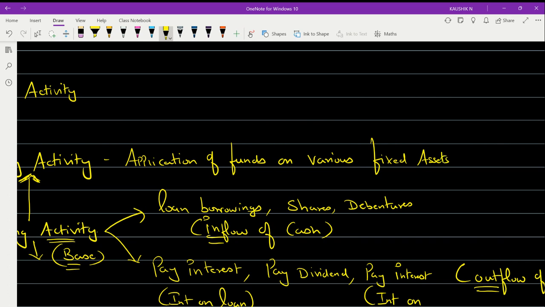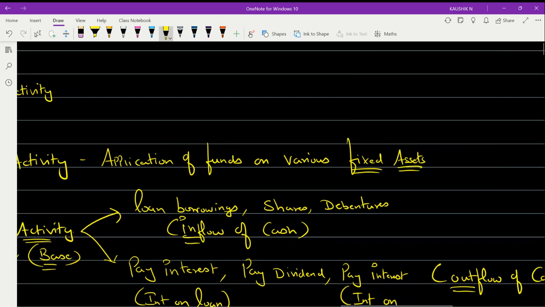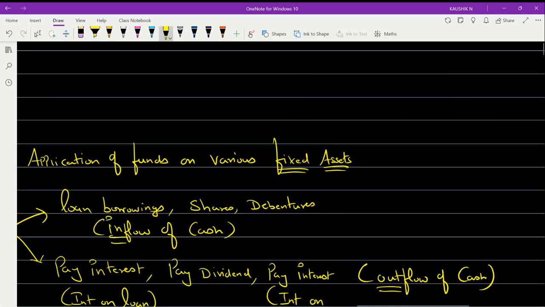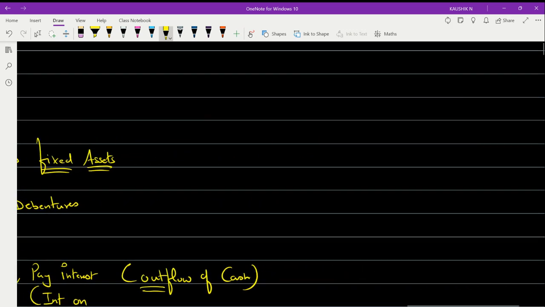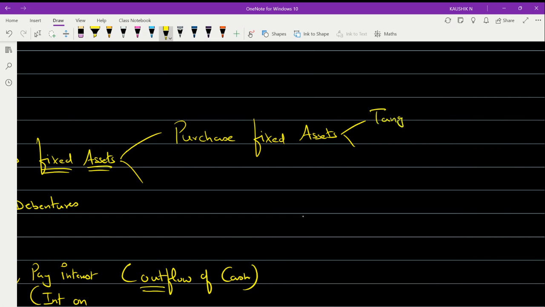So basically, investing activity will focus only on the fixed assets and none other than this. So application of funds on various fixed assets. When you say fixed assets, there are two possibilities. One, you will purchase fixed assets. When I say the purchasing of fixed assets, this includes both tangible as well as the intangible.